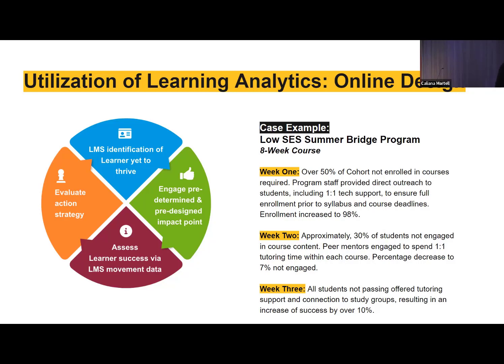And so peer mentors engaged, and the percentage decreased to 7% not engaged, right? It's really simple. They sat down, they had some sandwiches, they logged them in, they showed them how easy it was, and then they were able to do it. And week 3, all students not passing were offered tutoring support in connection to study groups. Success within LE is defined as a C or better. So we were able to get folks to have a C or better in the course.